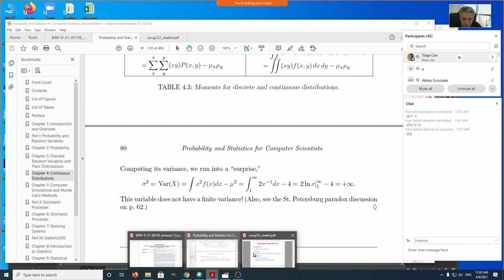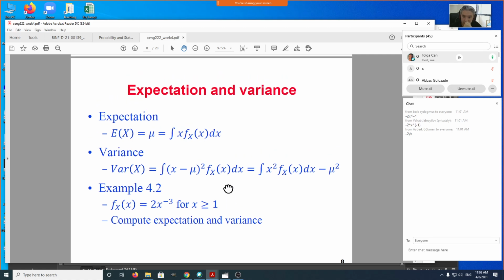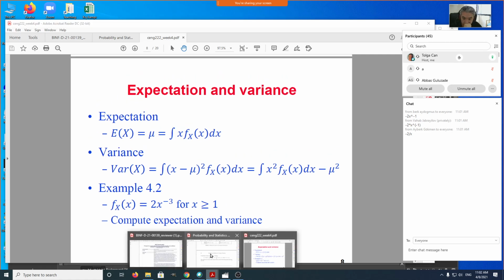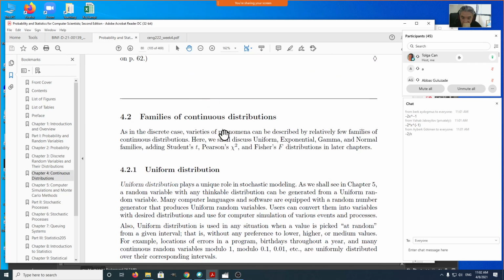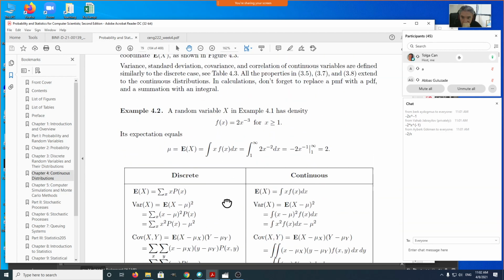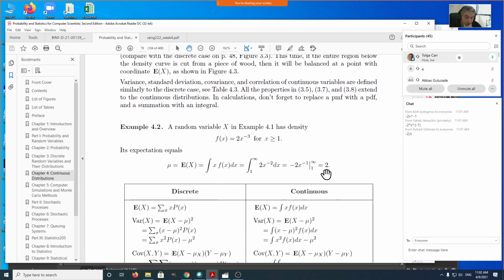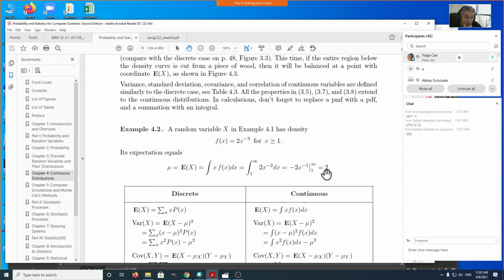It's example 4.2. When we look at example 4.2, it has to be somewhere here. Yeah, it's 2. So its expected value is going to be 2. So we found it correctly like this.